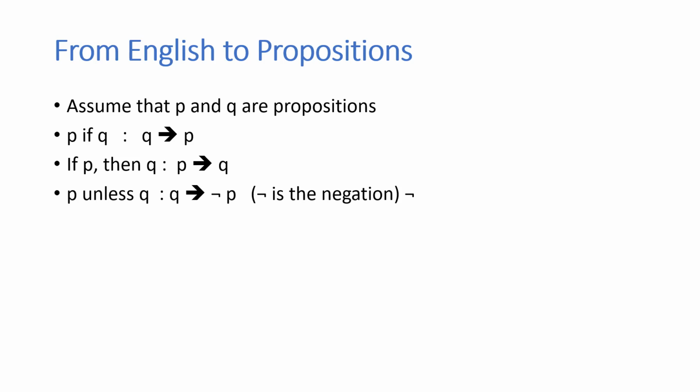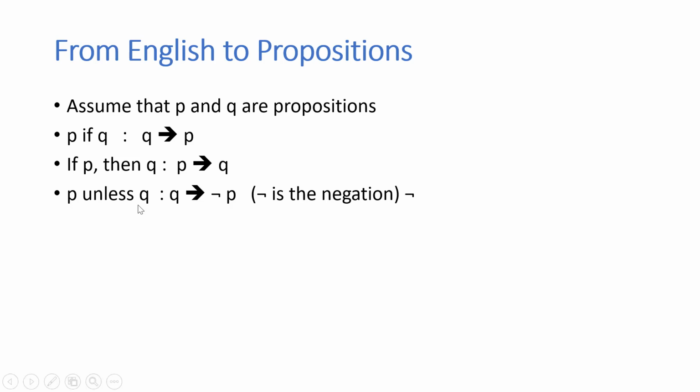P unless Q is very confusing. So let's try to decode this English sentence to make something that makes sense. P unless Q is saying that P is true unless Q is true. So that's the same as saying if Q is true, then P must be false. So therefore we write the propositional statement, if Q is true, then P must be false. That's what P unless Q means.